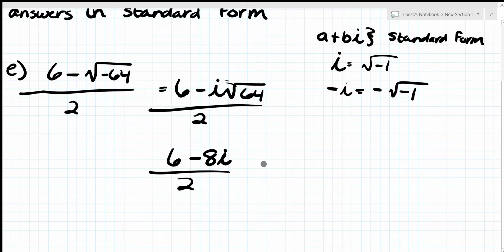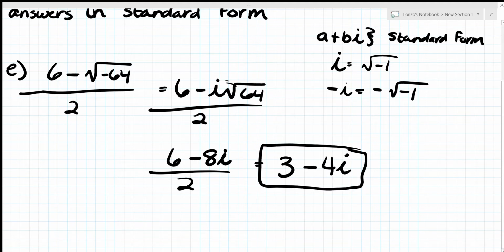Now, we're almost done. See this 2? We got to divide by 2 for this part and then this part. So what is 6 divided by 2? 3. What is negative 8i divided by 2? Negative 4i. And then this is in standard form, so in a plus bi form, so this is your final answer. So that was E.